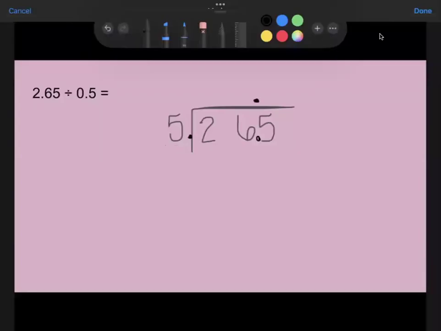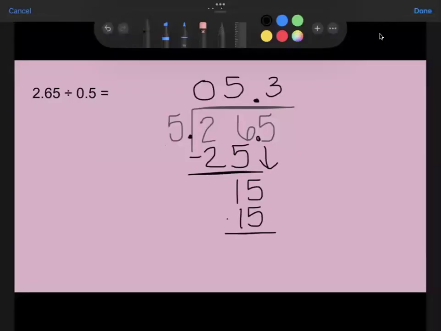Okay, so now I'm ready to start dividing. 5 does not fit into 2, so I'm going to put a 0 there. But 5 does fit into 26 5 times, so that's going to be 25 here. 1 left over, bring down the 5. 5 goes into 15 3 times. 3 times 5 is 15. When I subtract it, I get 0 left over. So again, as long as you have no remainder and no more numbers to bring down, you are finished. I can go ahead and cross off this placeholding 0 here, and my final answer is going to be 5.3.